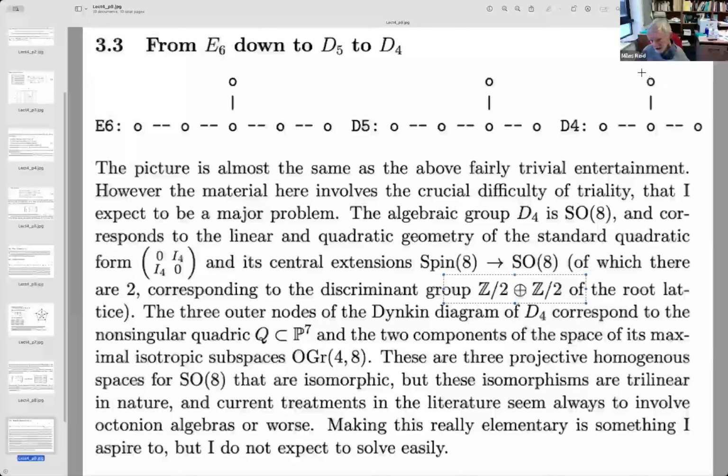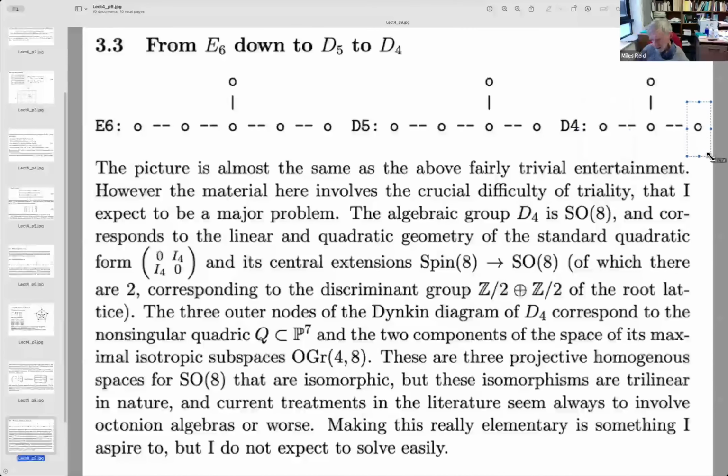Now, the homogeneous spaces for an algebraic group, the biggest homogeneous spaces, are what happens if you delete one vertex, right? SO8 as written is a quadratic form in 8 variables. So I can set the quadratic form equal to 0 and take Proj of that. I get a non-singular 6-dimensional quadric here.